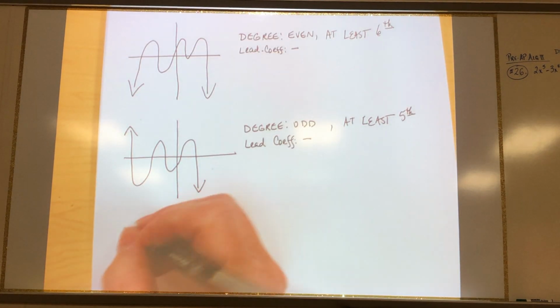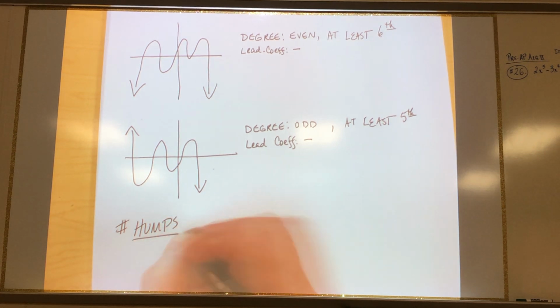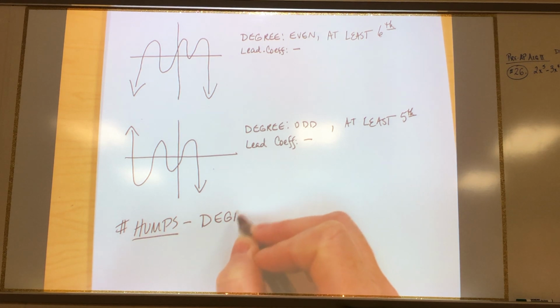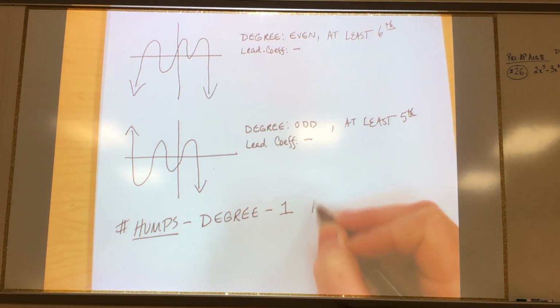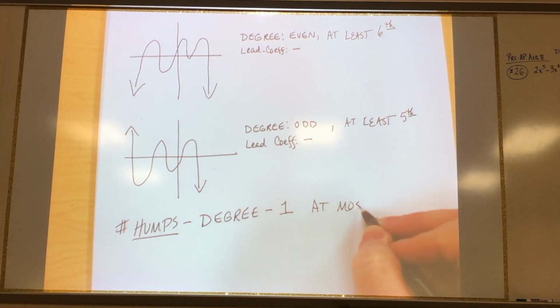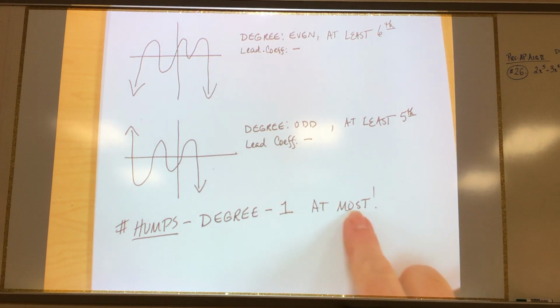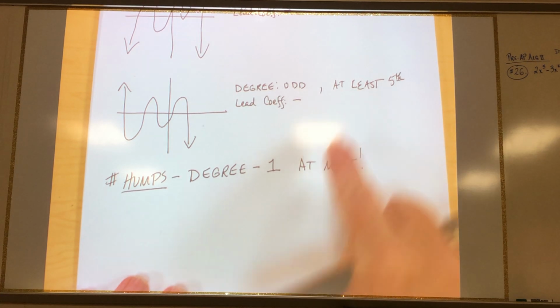Okay, so let's talk about the number of humps that something has. How do I find the number of humps? The degree minus one. At most. Notice the earlier one says at least because we went backwards, but this is at most. So if I have a 10th degree equation, he will have at most what? 9 humps. Okay? So watch this. This is what I'm talking about. This is why these words come into play.